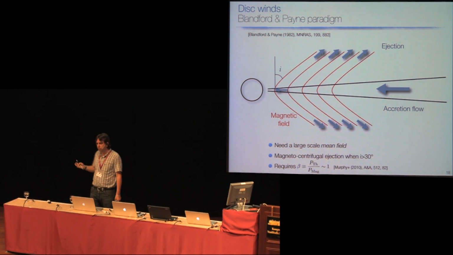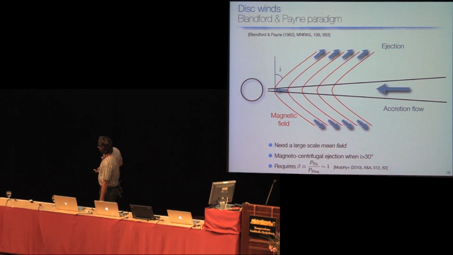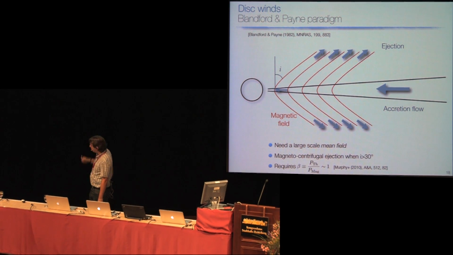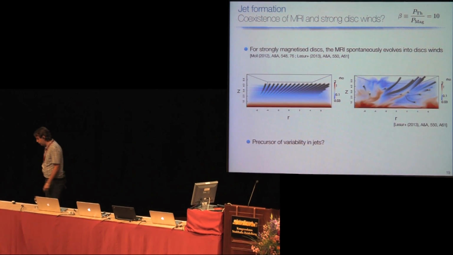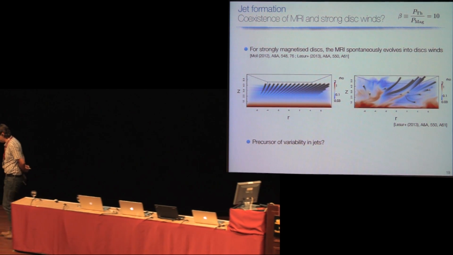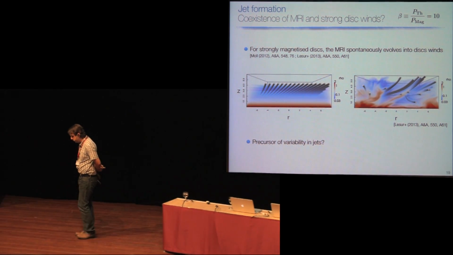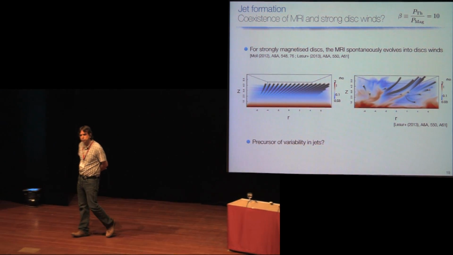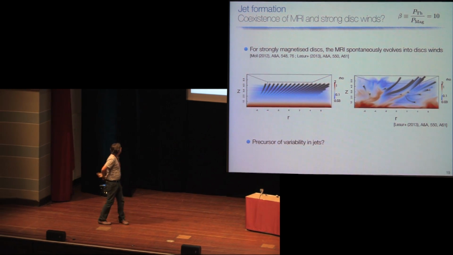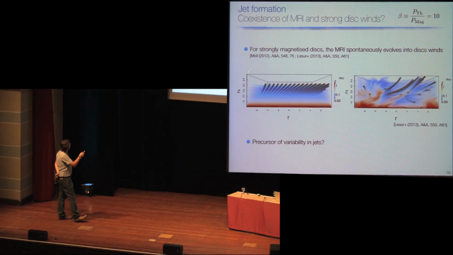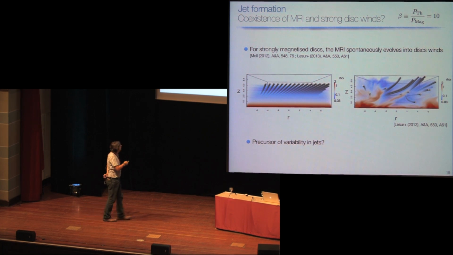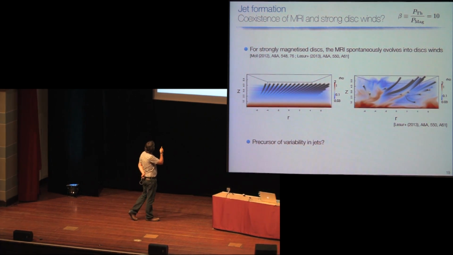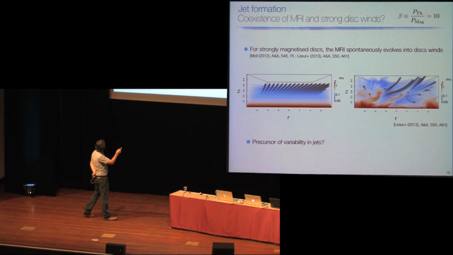So people have been wondering whether or not the magnetorotational instability and large-scale winds could coexist. And recently, we had 2 papers showing that actually the magnetorotational instability could naturally evolve into a disk wind. So these are plots showing here the vertical direction, the radial direction, and the tubes are field lines. So you see that's only half of an accretion disk, so that's the upper half.